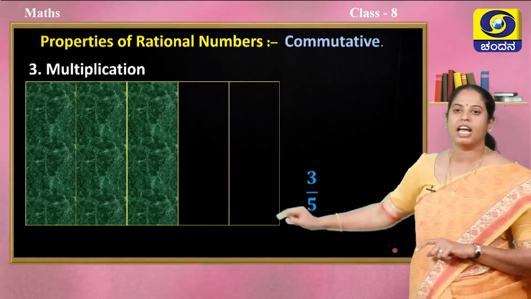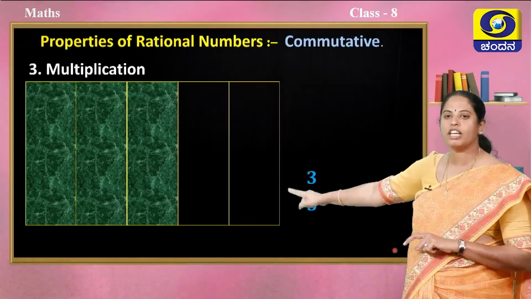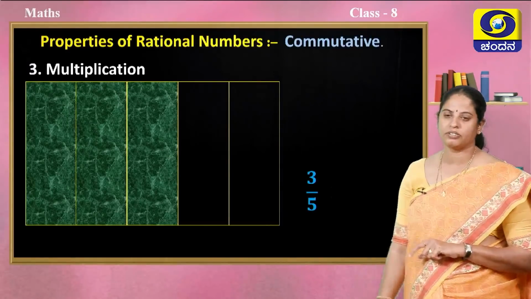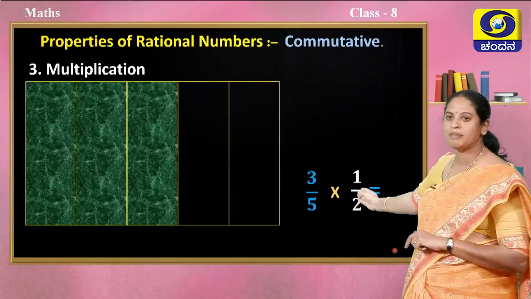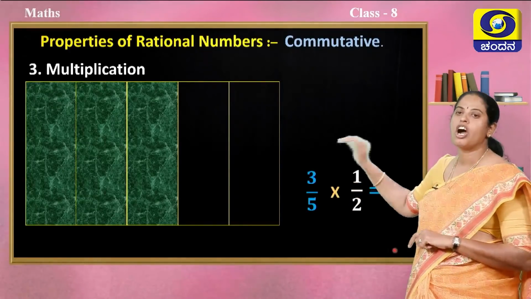For that, I have considered 3/5. Here the whole is divided into 5 equal parts and 3 parts are shaded, and this is 3/5. Now, I am multiplying 3/5 by 1/2. What is the meaning of this? I am dividing 3/5 into halves.